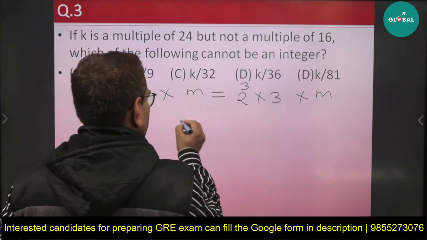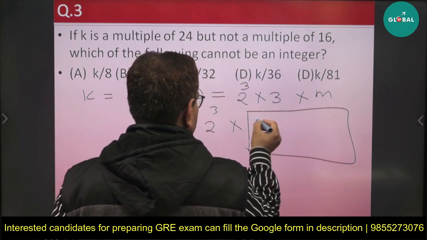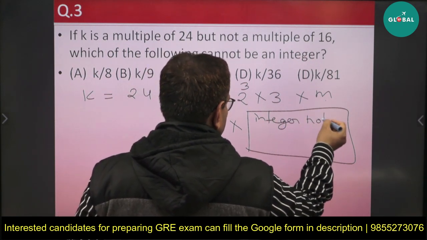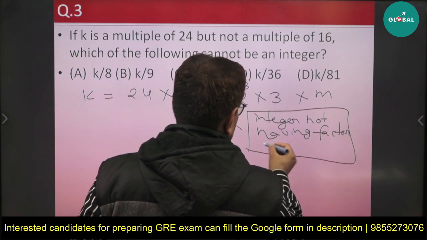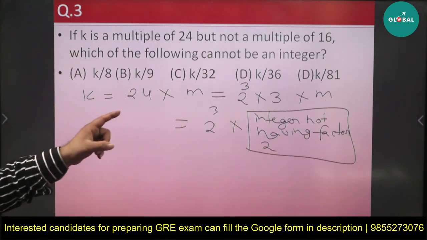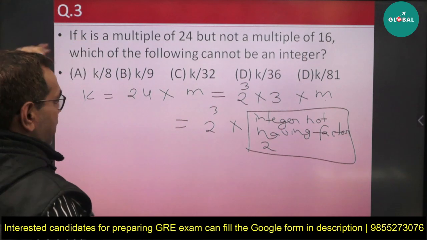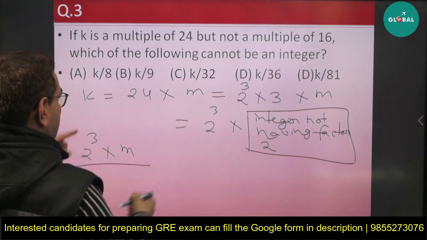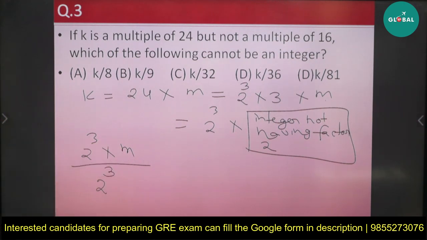Okay. So this is equal to 2 raised to the power 3 into an integer not having factor 2, okay? So this is K. Now here in all these options, if we see, this is K upon 8. So if we take 2 raised to the power 3 into some integer m, upon 8, so 2 raised to the power 3, so both can be cancelled. So this can be an integer. Clear?